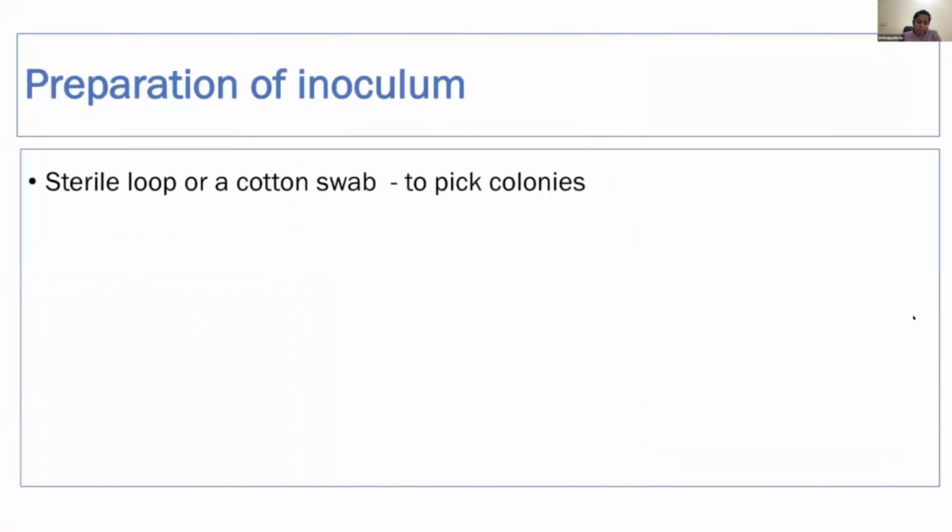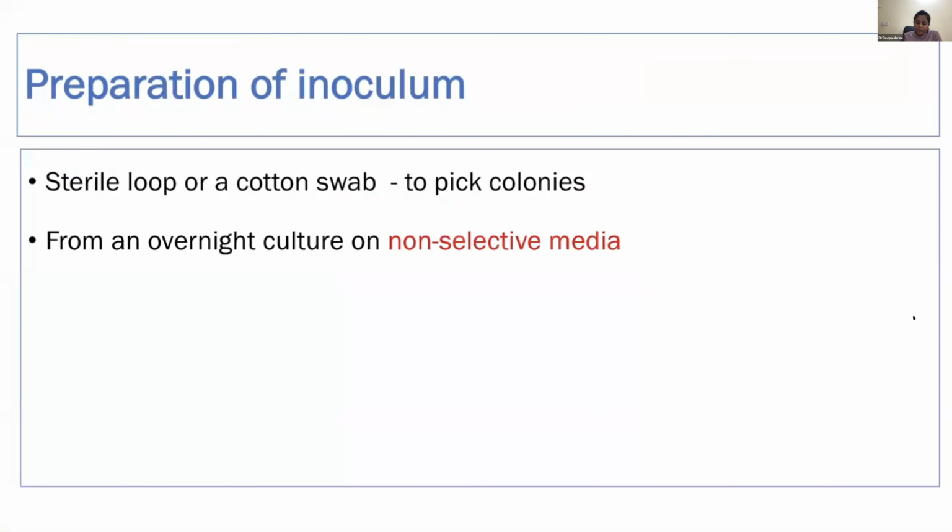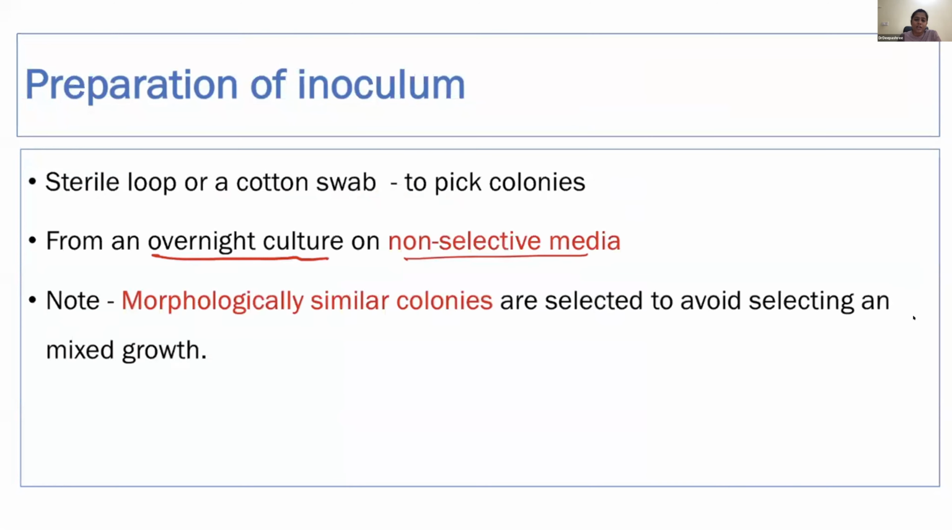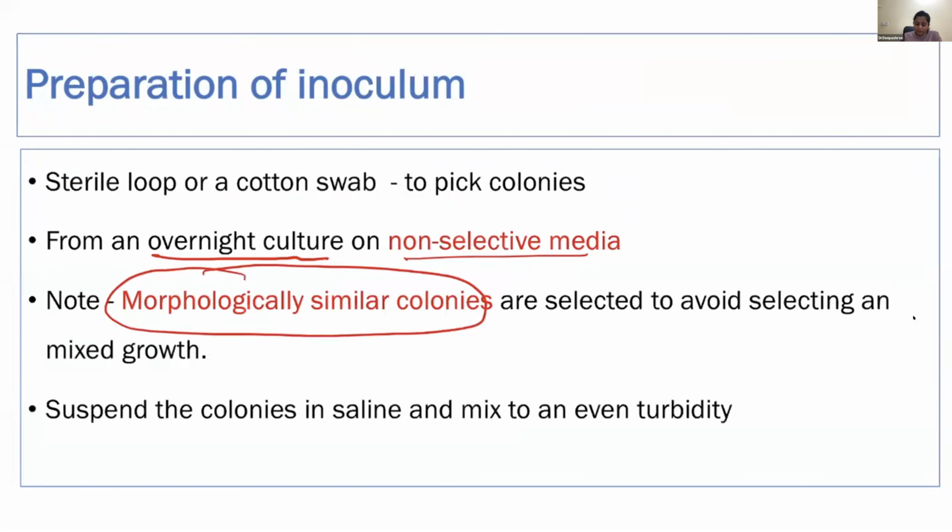Now coming to preparation of inoculum, a sterile loop or a cotton swab is most commonly used to pick up the colonies. It is picked up from an overnight culture on a preferably non-selective media, and as I told you, morphologically similar colonies have to be picked up to avoid selecting a mixed growth, because that is going to impact your results. And we usually suspend the colonies in saline and mix to an even turbidity.